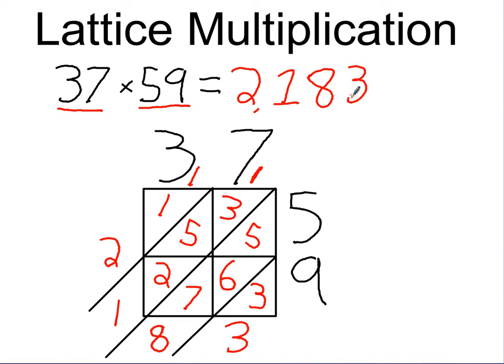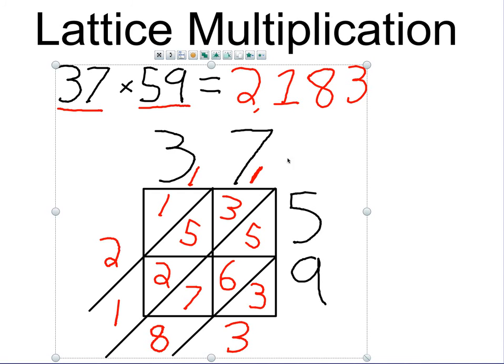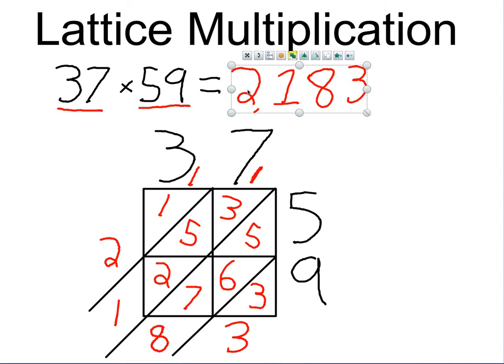2,183. So notice you still get the right answer. It might take a little bit longer, but that's okay. It works for some people, doesn't work for others. Let's try it on one more. We're going to try it on a 3-digit number this time. Try and make it a little bit trickier to make sure we cover that as well.